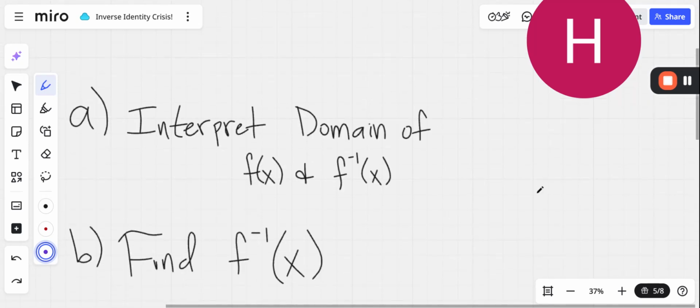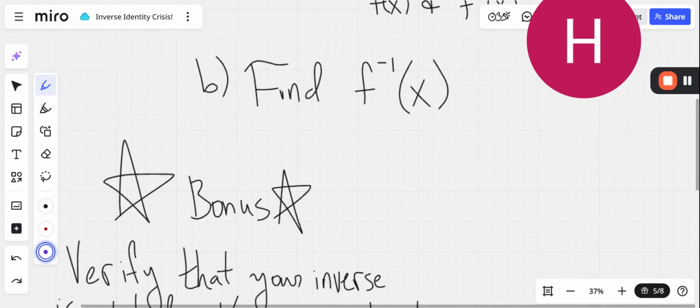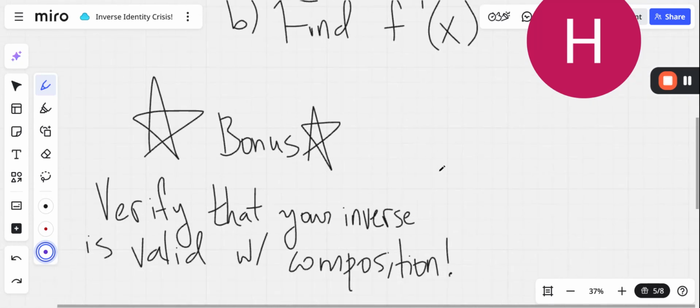And then for part B, the meat and potatoes, the really challenging part is going to be to find the inverse function. As a bonus, which I'm not going to work with you here, but I encourage you to try, is to verify that your inverses are valid with composition.